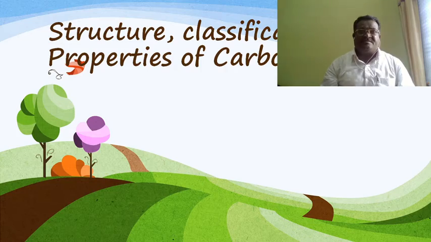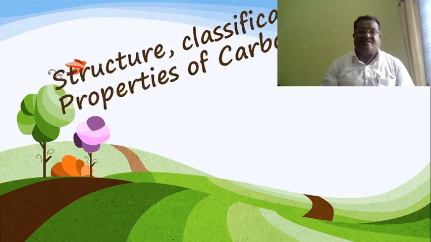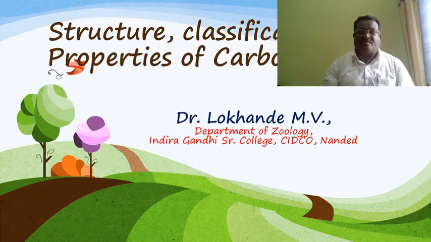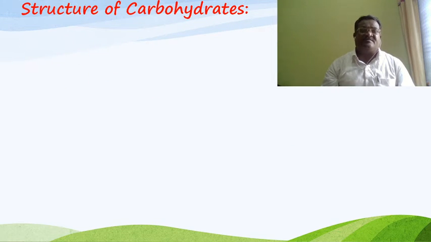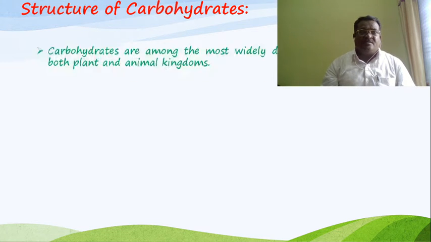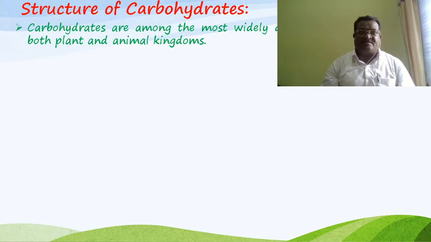Under this heading, the structure, classification and properties of carbohydrates, you know that it is BSc second year, semester 3rd, paper 7th, unit 1st. Now we start the structure of carbohydrates. Before that, we will see the general introduction about carbohydrates.